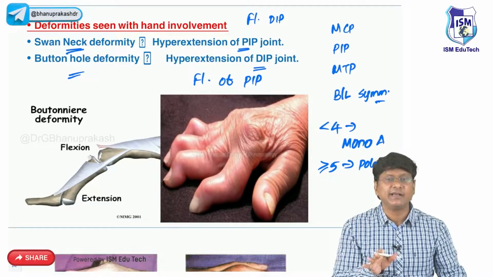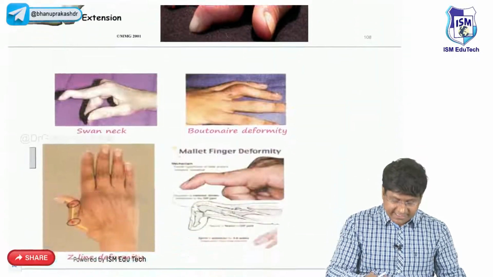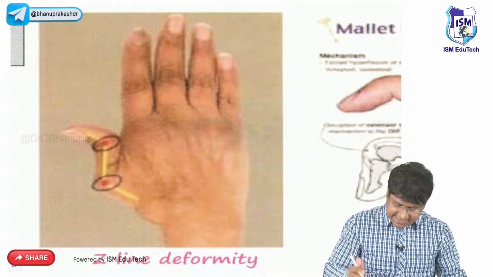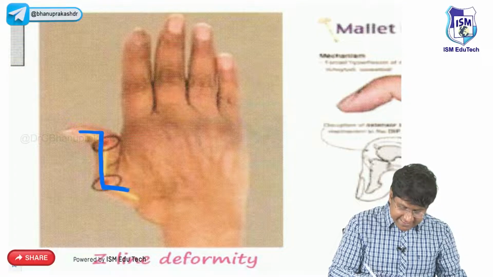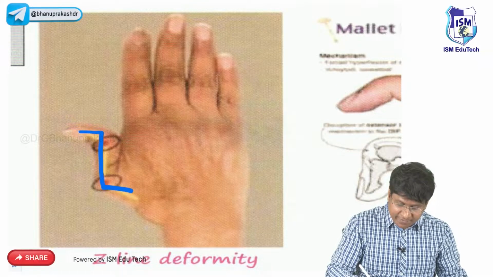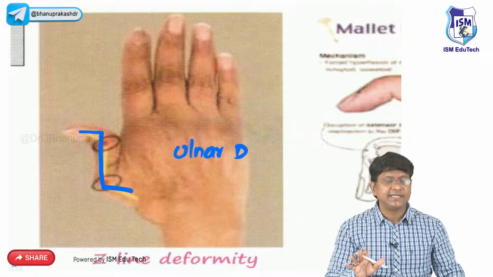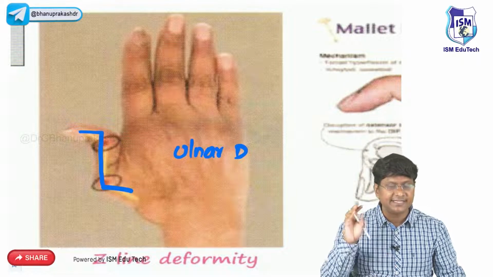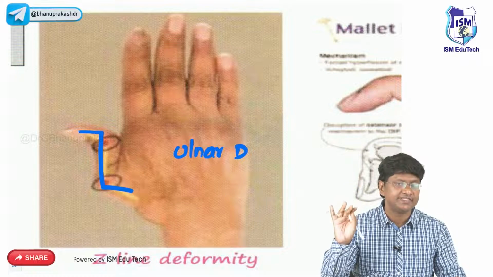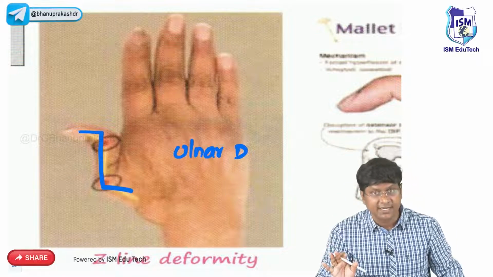And what are the other deformities that you will come across? The other deformities are the Z-shaped thumb, right? Z-shaped thumb. And the other deformity can be even the ulnar deviation. So these are the deformities that you will see within the hand, right? That is swan neck deformity, boutonniere's deformity, Z-shaped thumb deformity, as well as the ulnar deviation.